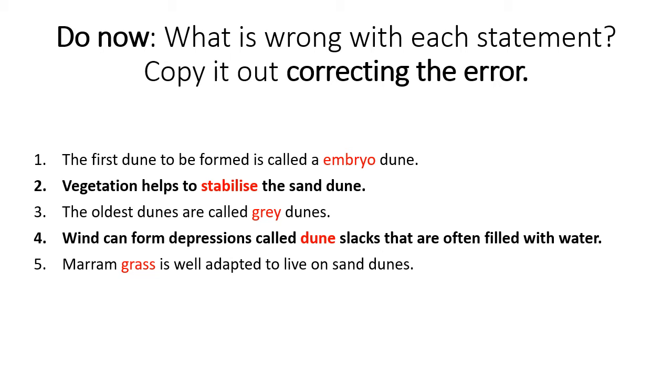An easier way to remember the oldest dunes are called grey dunes as well is to think about hair. Think about what happens to people's hair as they get older. The oldest people have grey hair, so the same goes with dunes. That's why they're called grey dunes. Anyway, moving on, let's go.